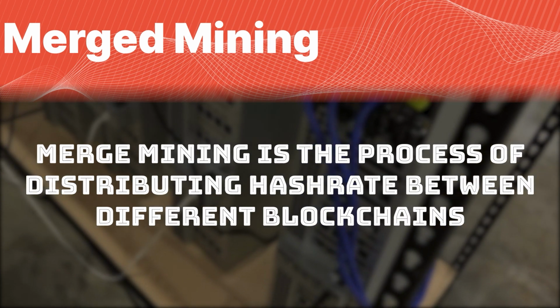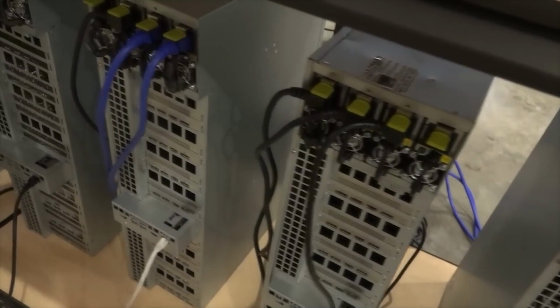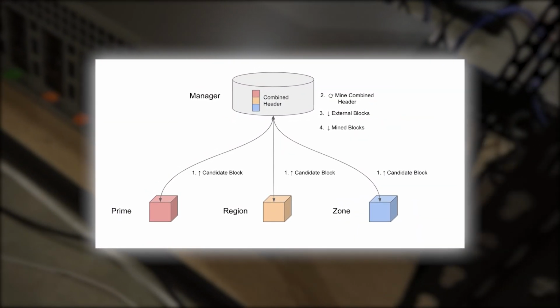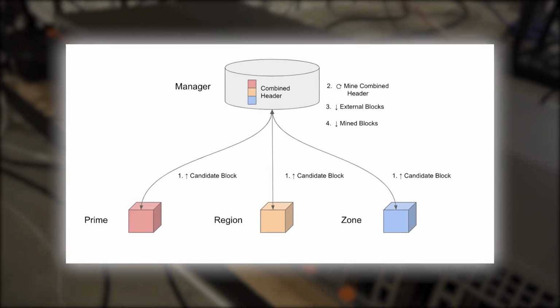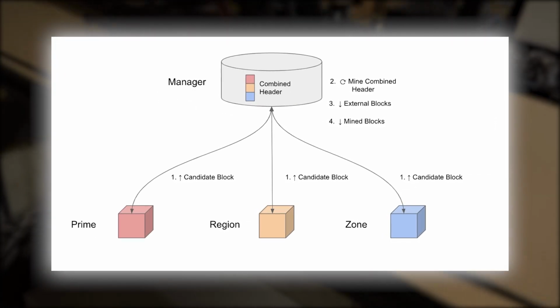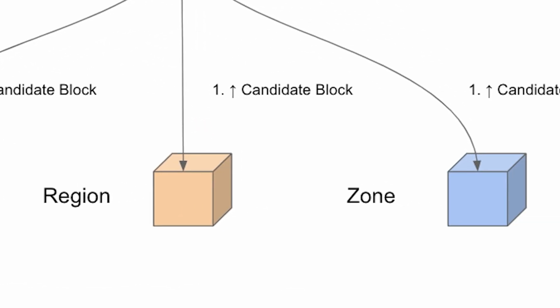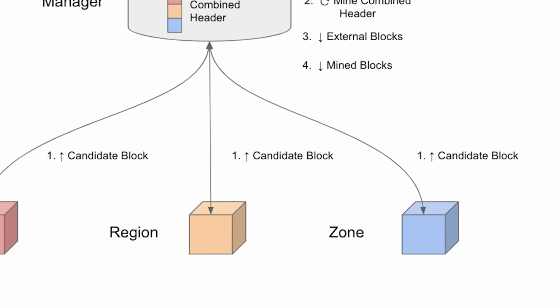What is merged mining? Merged mining is the process of distributing hash rate between different blockchains. Through merged mining, Quai Network secures multiple blockchains in a pyramid-like hierarchy. The header of a Quai block contains data for the prime, region, and zone blockchain. Validity is determined by the amount of work found for the header. By combining prime, region, and zone blockchains, the Quai network is able to secure the three networks above and below the hierarchy. How does it work?